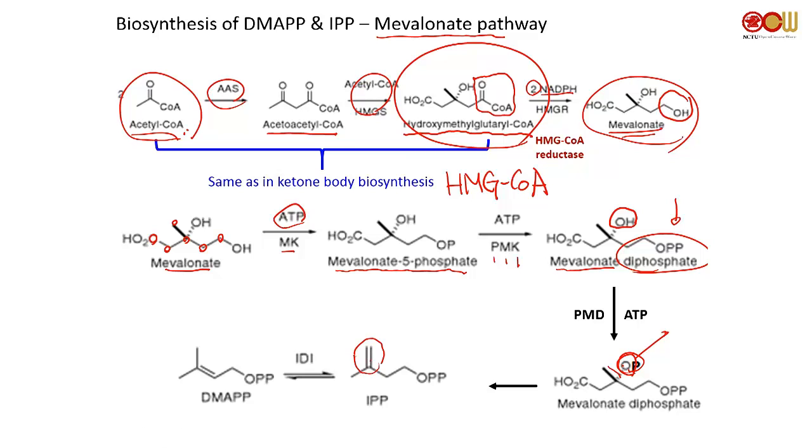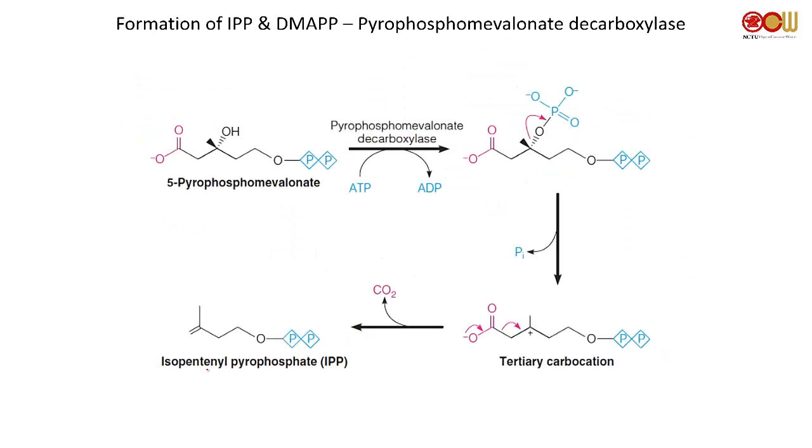IPP, you can do an isomerization reaction with an isomerase, and you generate DMAPP. So IPP and DMAPP come from acetyl-CoA. For your purpose, you don't have to remember the details of the pathway. Again, I want you to remember the substrates, where these things come from.